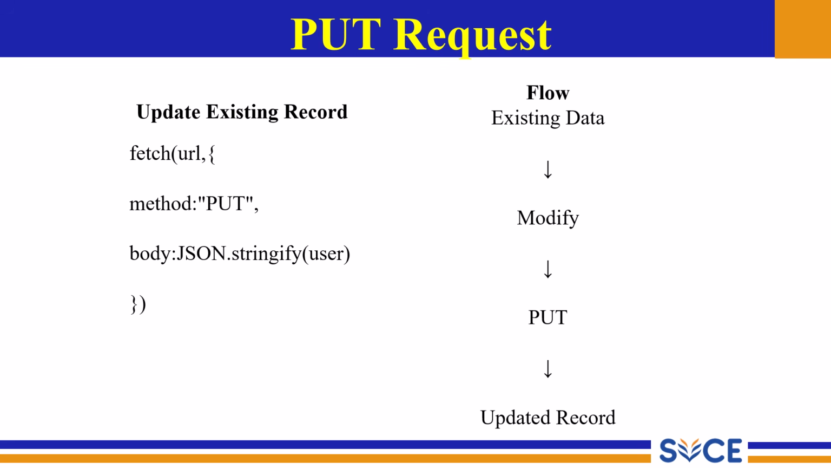PUT request. What if we already have data but we want to modify it? For example, a student changes their mobile number; we don't create another student. We update the existing record. That is performed using the PUT method. The flow is existing data, modify the information, PUT request, finally updated record. Real examples of updating include user profile, delivery address, employee salary, student marks. All of these use PUT requests.